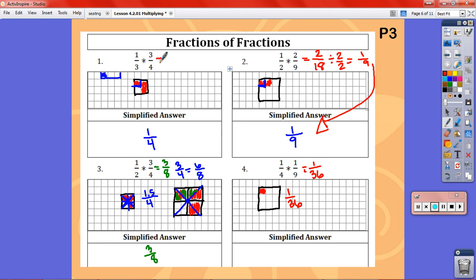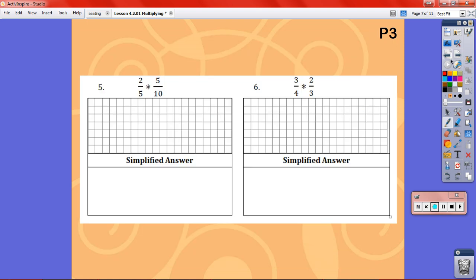Here, 1 times 3 is 3. 3 times 4 is 12. Simplify by dividing by 3. We get 1/4, same as our answer here. So multiply across the top and across the bottom. Let's try that with this one.